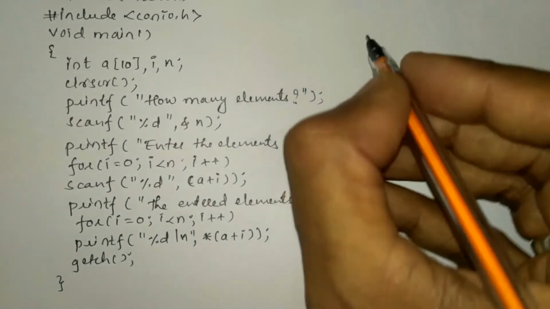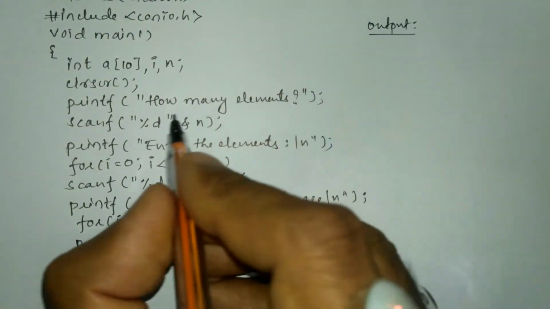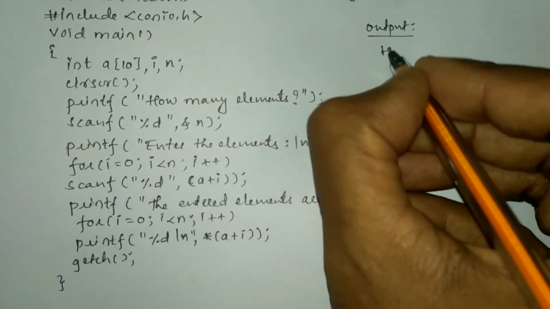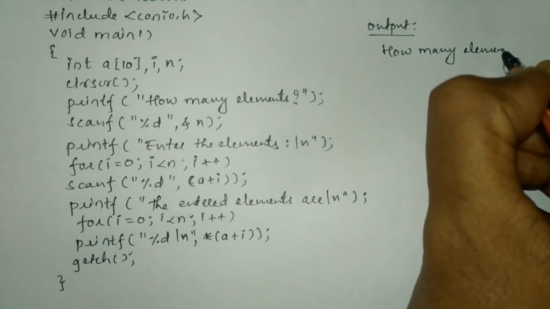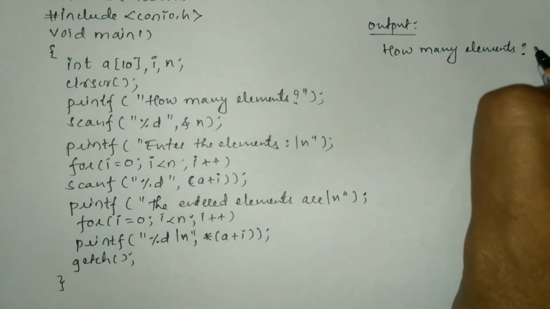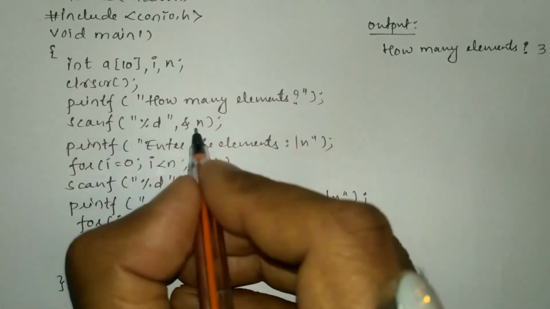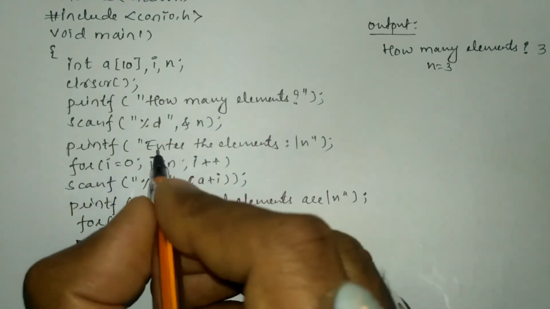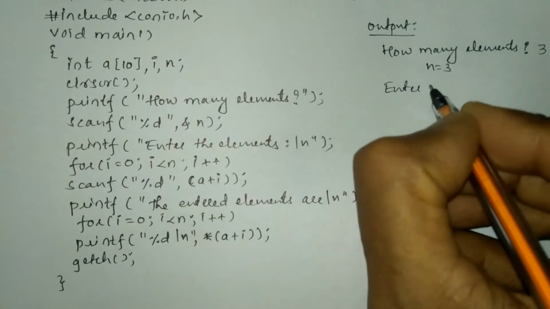So let us take an example. Here I'm going to write the output. Once we compile and run the program, it will ask the user how many elements. Here I'm going to write how many elements. So for example, I'm going to enter 3. So here n value is equal to 3. Now it is going to ask the user to enter the elements. So here I'm going to write enter the elements.